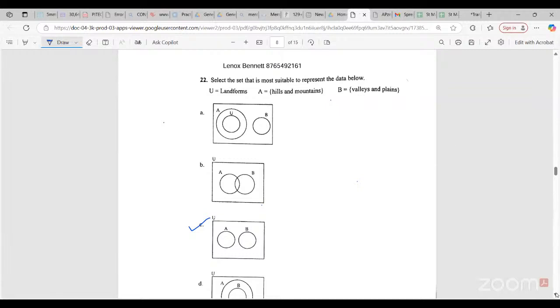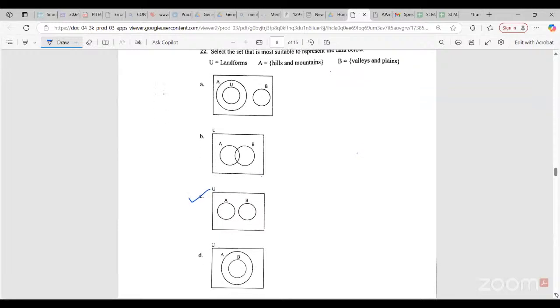Somebody else have an input? Go ahead. Sir, I put D. All right, D. What's the argument for D? So the reason why I chose D, sir, is because landforms are created, but landforms create hills and mountains, and hills and mountains make valleys and plains. So I chose D. That's the reason why I chose D, sir.